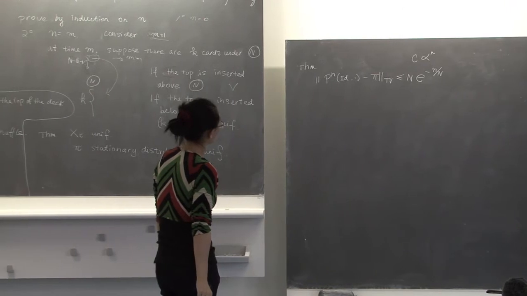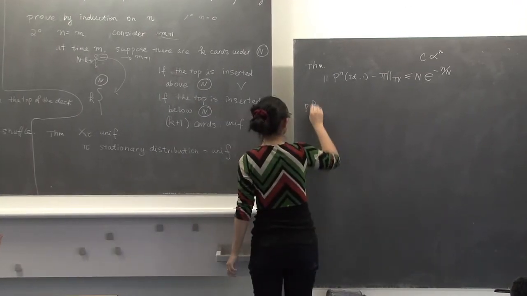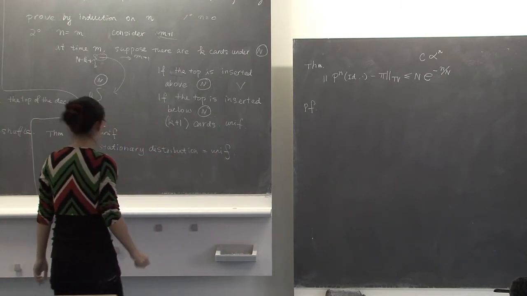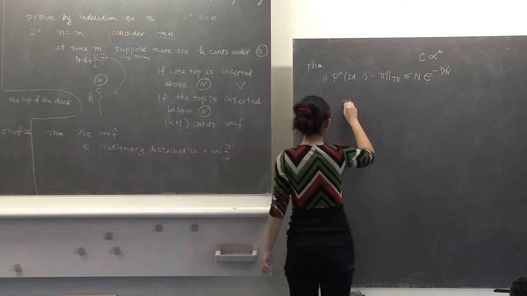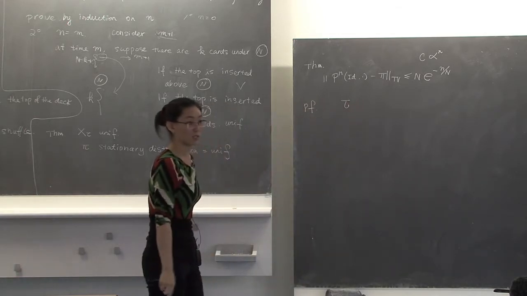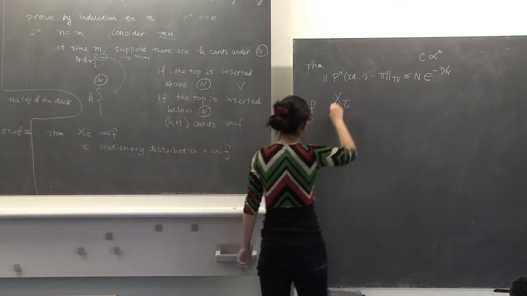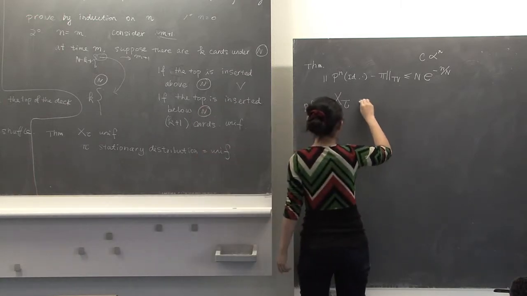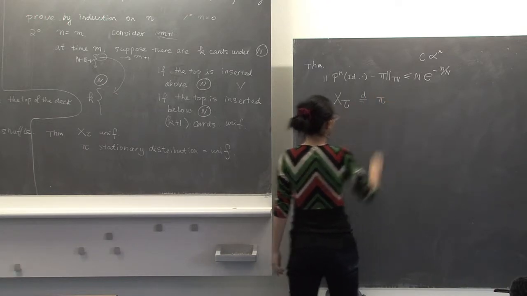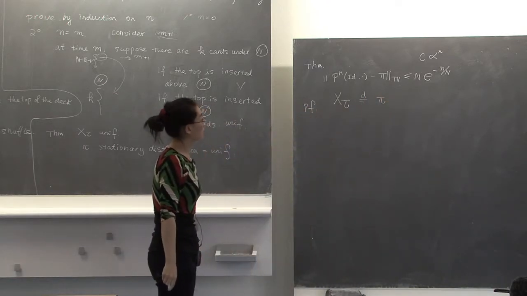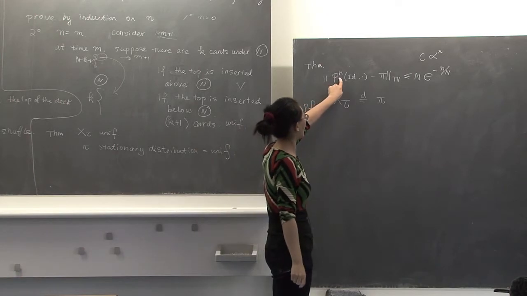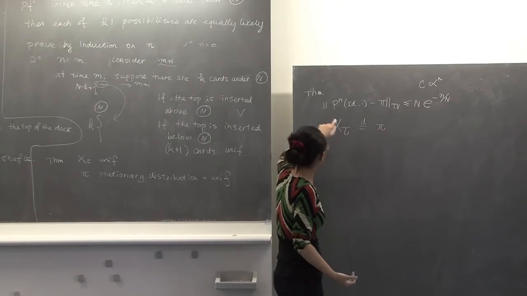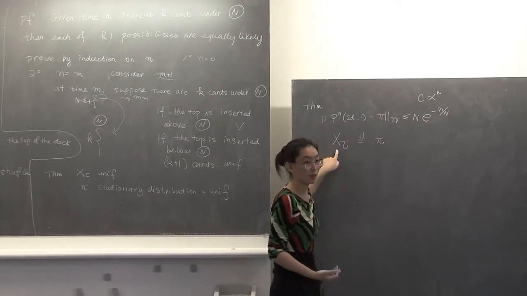Okay, so how to show the convergence rate? From the previous theorem, we already see that this time tau is something interesting, because we know that at this time tau, this deck is already uniform. So it has the same law as the stationary distribution. And now we just want to compare what's the distance between Xn and the stationary distribution. So roughly speaking, we want to compare the law of Xn and X tau.